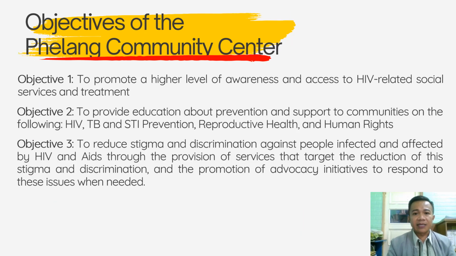The center works towards the attainment of three main objectives. So first, to promote higher levels of awareness and access to HIV-related social services and treatment. Second, to provide education about prevention and support to communities on the following: HIV, TB and STI prevention, reproductive health and human rights. And third, to reduce stigma and discrimination against people infected and affected by HIV and AIDS through the provision of services that target the reduction of this stigma and discrimination, and the promotion of advocacy initiatives to respond to these issues when needed.